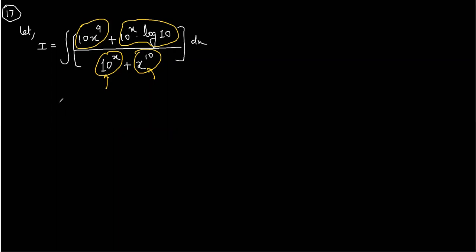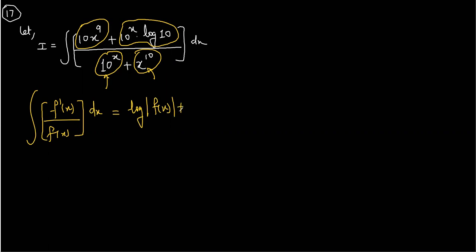Which result will you use here? You will use here integral of f dash x upon f of x dx, which is equal to log of mod of f of x plus c. The derivative of the denominator is present in the numerator, and that is what you notice here. You will differentiate the denominator, and when you differentiate the denominator, you will get the numerator. So you will say that the derivative of the denominator is present in the numerator, and you can solve this. The answer will be log of this thing.